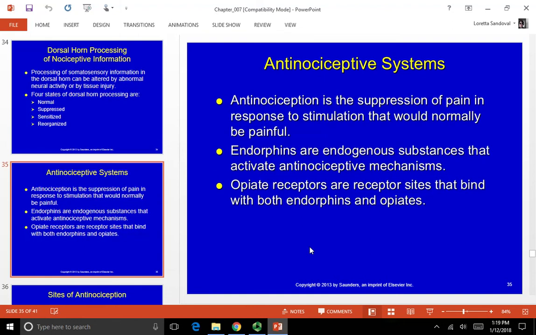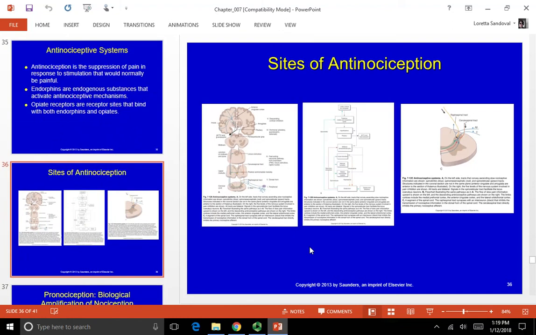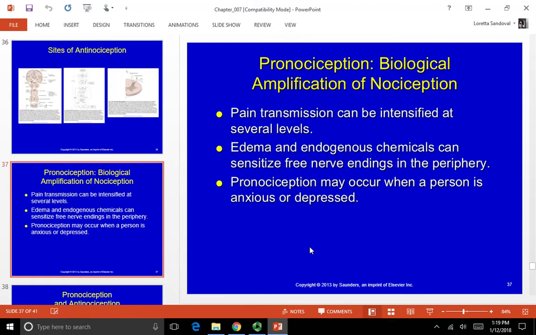I don't have anything more to say about that, but we're going to talk about levels of antinociception, and those endorphins and endogenous opiates are one of the top-down antinociceptive systems. So these are way too small to see right in here. And we're going to talk about the levels, the biological amplification of nociception and increased nociception. So we're going to talk about that in the next section.